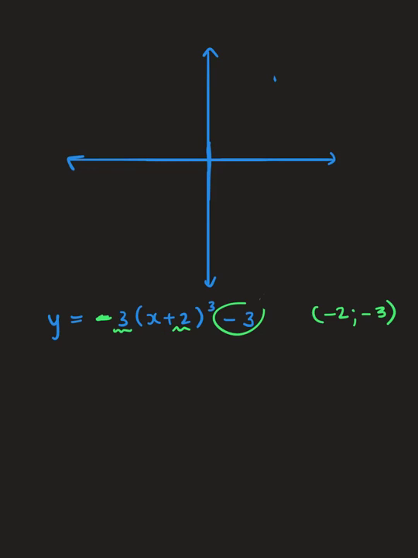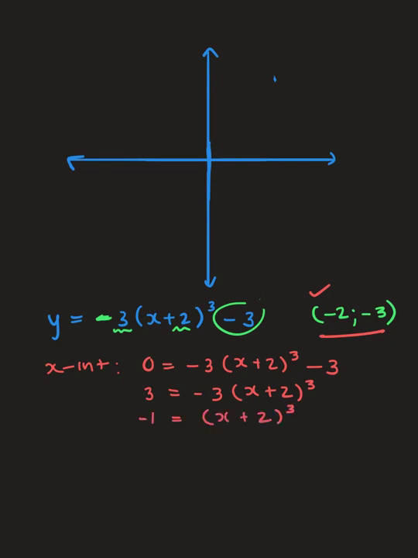So we've got our stationary point of inflection. To find the x-intercept, we let y equal 0, correct? So I'm going to have 0 is equal to -3(x + 2) cubed minus 3. I'm going to have 3 equals -3(x + 2) cubed. I'm going to divide both sides by -3, correct? Yes.